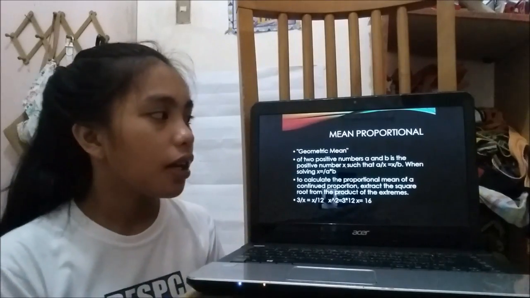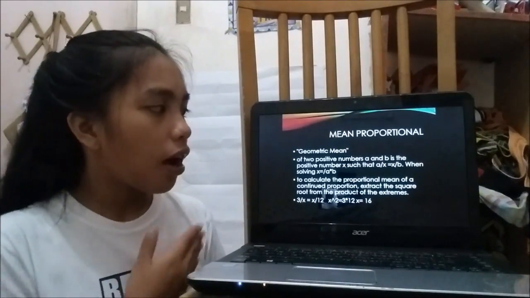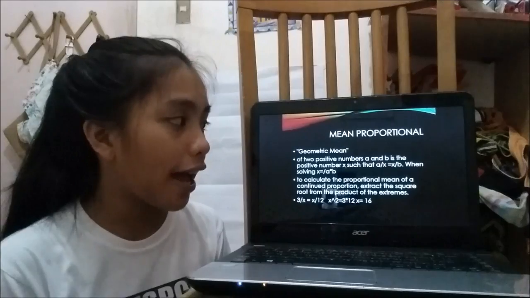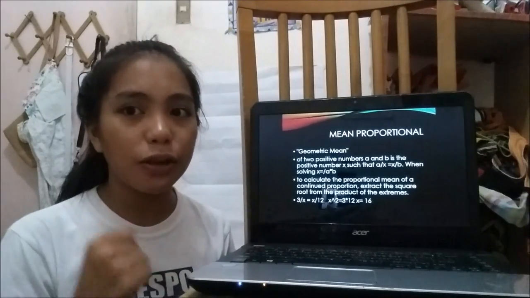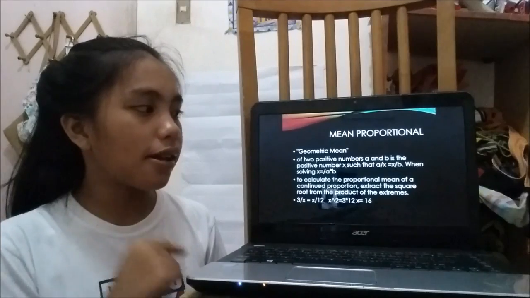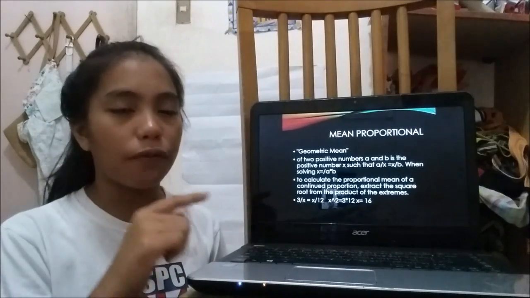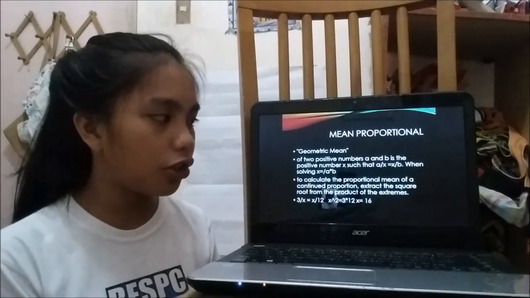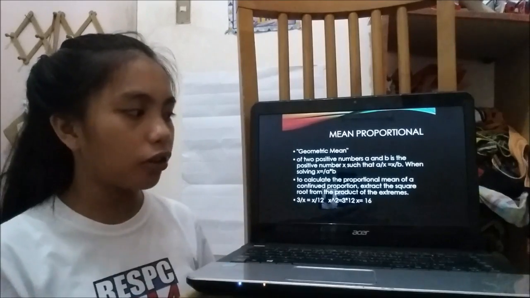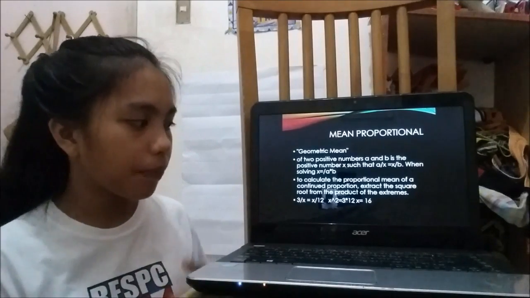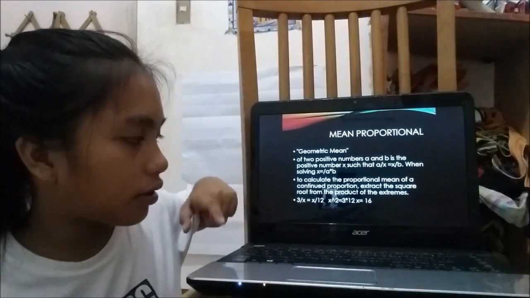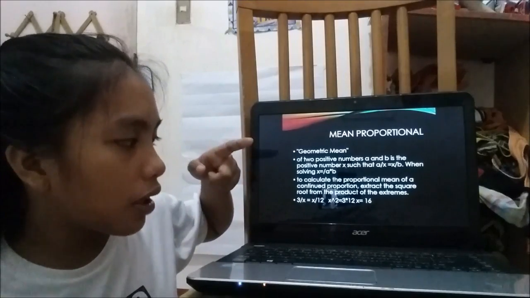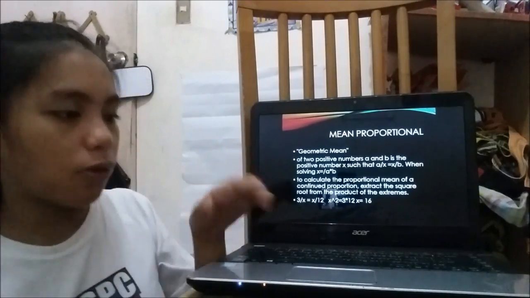Mean proportional. It is also called the geometric mean. Of two positive numbers A and B, it is the positive number x such that A over x is equal to x over B. When solving, x is equal to the square root of A times B. To calculate the mean proportional of a continued proportion, extract the square root of the product of the extremes. So 3 over x is equal to x over 12, x squared is equal to 3 times 12, so x is equal to 6.